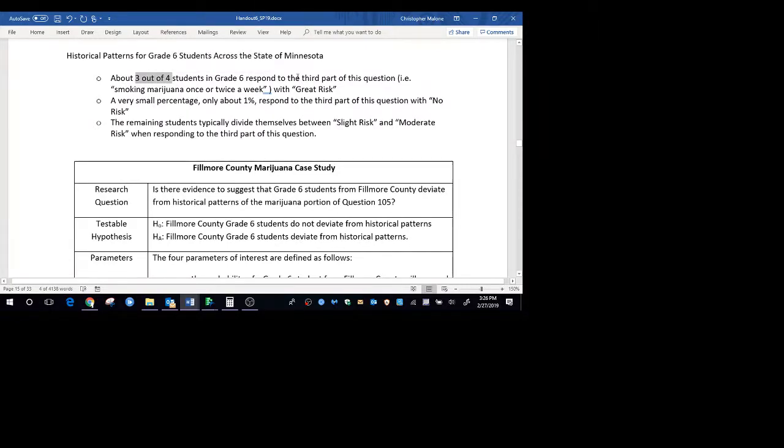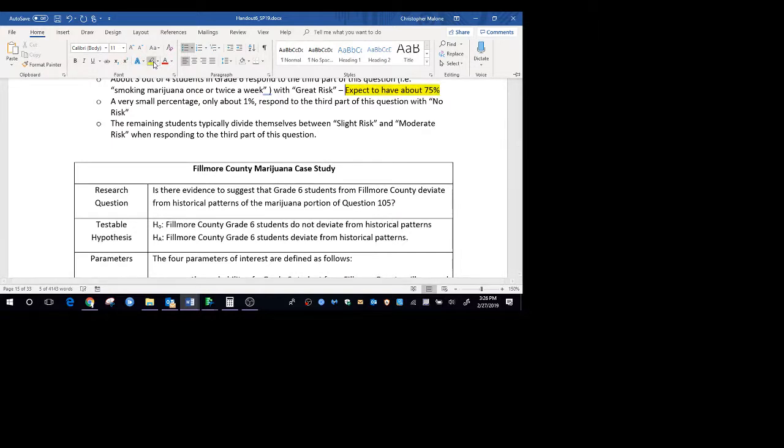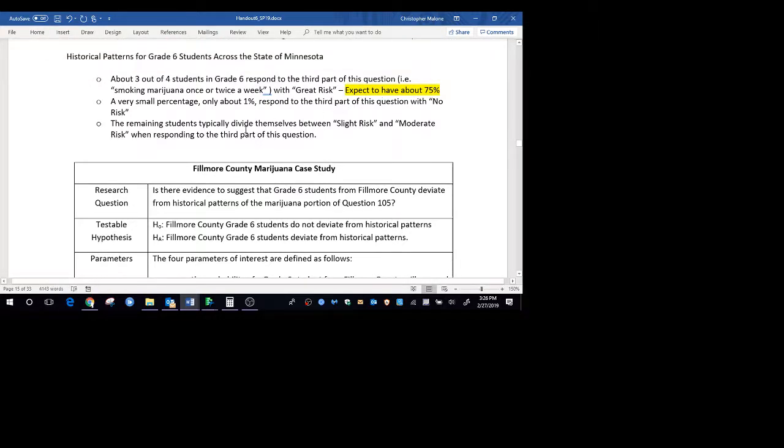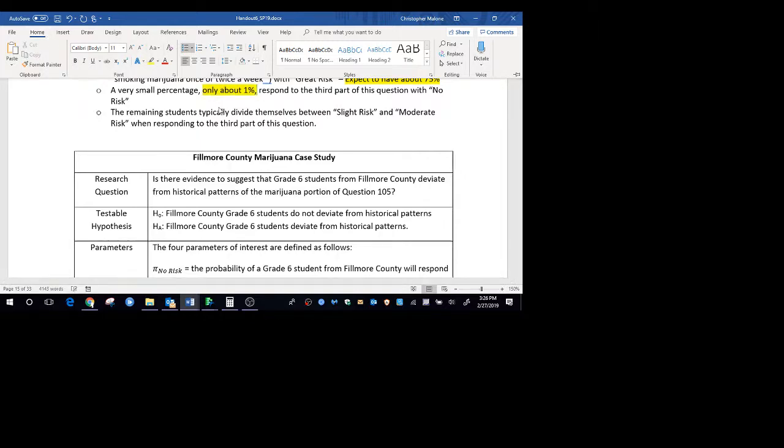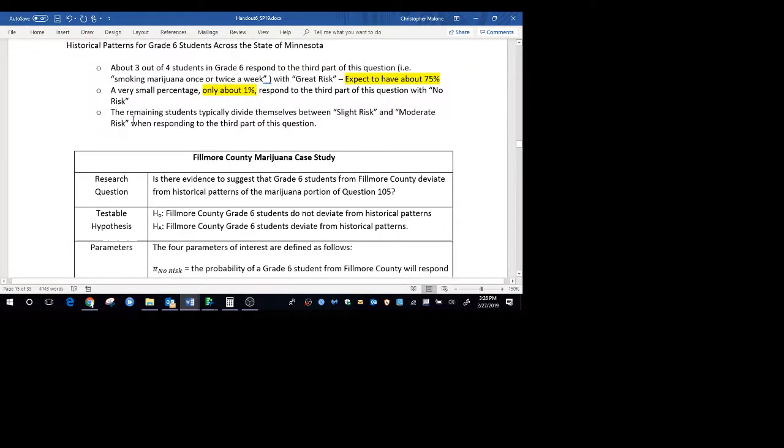3 out of 4. So the great risk category, I would expect to have about 75% in this group, if the children from Fillmore County are following the trends across the rest of the state here. Let's go ahead and highlight that. Expect to have about 75% in the great risk. Only about 1%, okay, so a very small proportion, think smoking weed's of no risk at all. And then it says that the remaining typically divide themselves between the other 2 categories, the slight risk and moderate.